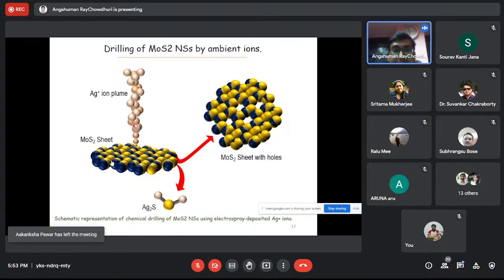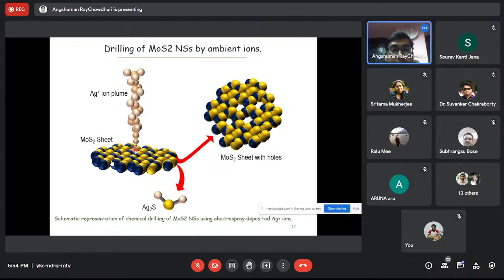The beautiful thing is that there is a beautiful piece of work. When they started spraying the silver ions on the MoS2 surface, the silver ions reacted with the sulfur and produced silver sulfide, Ag2S nanoparticles, which dissolve into the water, and a holey MoS2 is formed. I forgot to mention, Dr. Saurabh Kanti Jana is also an author of this paper. So this type of holey sheet is forming. Here some defects are observed.